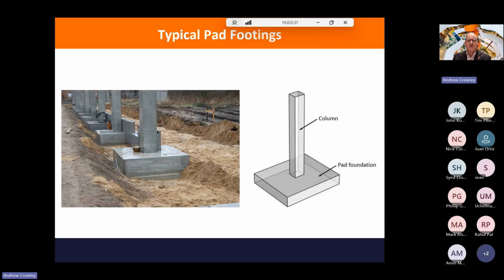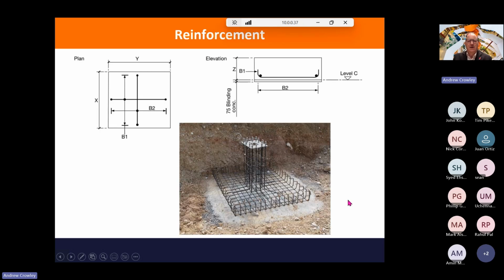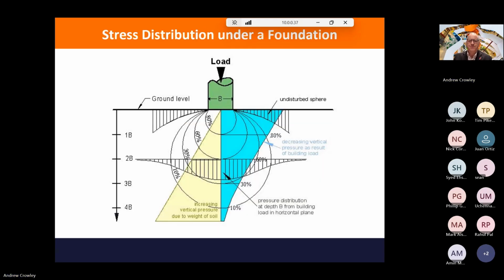So here it is, as simple as it gets, and this is a typical concrete pad foundation. These are, in this case, isolated pad foundations with a concrete column smack in the middle of it. Doesn't get much simpler than that. And the reinforcement is relatively straightforward. You've got some tension bars in the bottom in both directions. In this case, we've got starter bars out for the column.